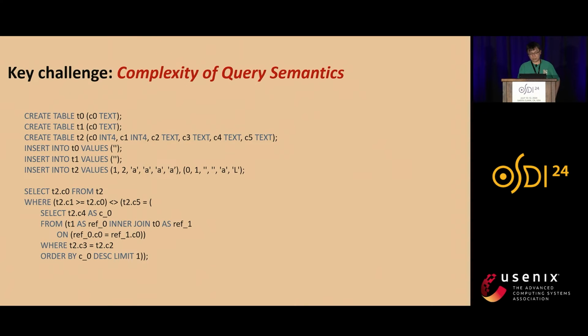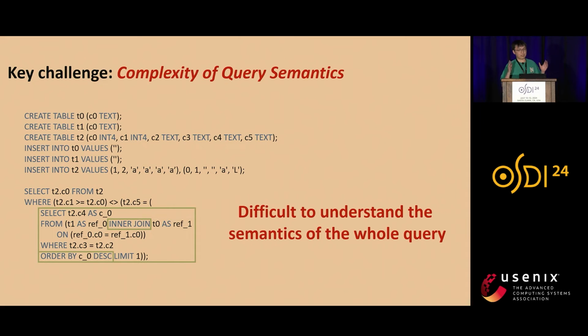The second key challenge is the complexity of query semantics. Consider this query. We focus on this select. This select contains a subquery, and the subquery contains a join operation, and also contains an ordering operation. So we found its semantics very complex. It's very difficult to understand the whole semantics of the whole query.